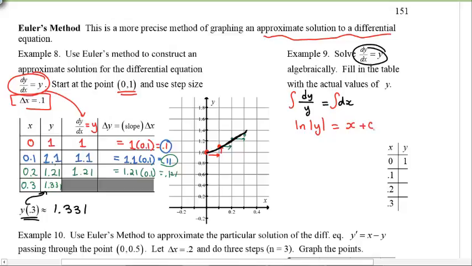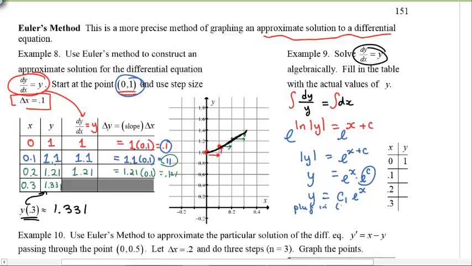Got to get rid of that ln, so now we'll take e on both sides. Remember all this stuff here, friends? And e to the ln y is just y, so the absolute value of y equals, in this case, e to the x plus c, or e to the x times e to the c, and that's just another constant. So we can call that whatever you wish. y equals c1 e to the x. And because I have a particular solution at (0, 1), I can now plug in (0, 1) to solve for c1, and I think you get y equals e to the x. Okay?